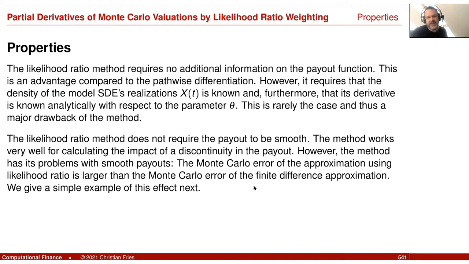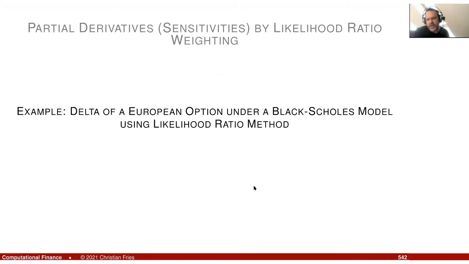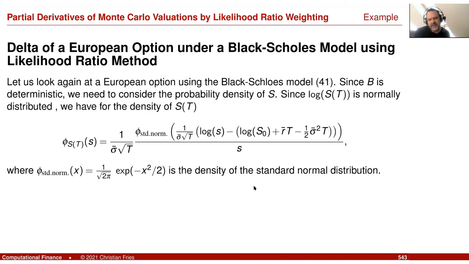Well, here you just have a summary of the advantages. The advantages compared to pathwise differentiation are that I just need the density, so I need information of the model, but I do not need information of the payoff function. That's the nice part here. No additional information taken from the payoff function, but I need to know the density of the model SDE. So let's look at how this method looks in our example when we look at the delta of a European option under a Black-Scholes model. So I need to know the density under the Black-Scholes model.